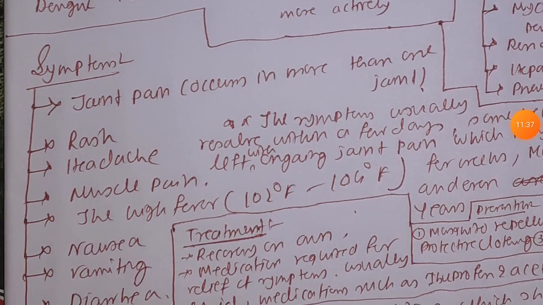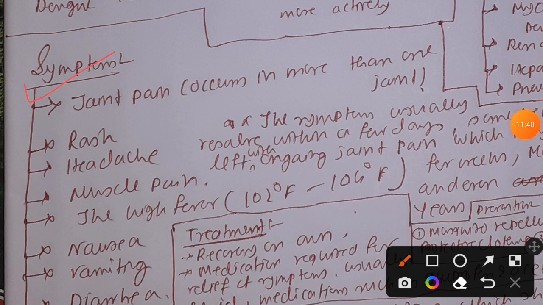So what are the symptoms? You may develop joint pain in many of the joints, a headache, and fever that ranges from 102 to 104 degrees, rash, muscle pain, nausea, vomiting, diarrhea. The symptoms usually resolve within a few days, but very importantly, mainly the joint pain will last for a few weeks to months and even years.